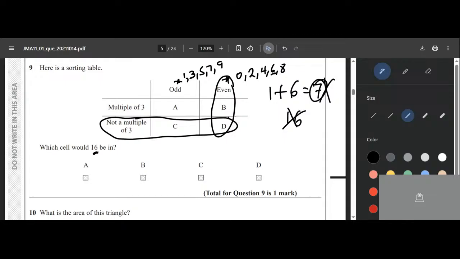So where is my circle meeting? My circle is meeting at point D. So that makes the right answer for this choice to be D. Then now we can proceed to question 10.